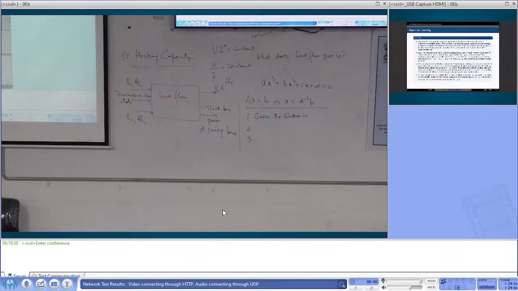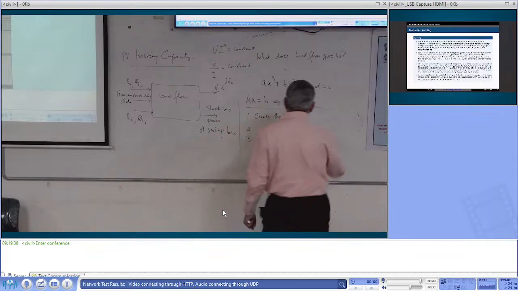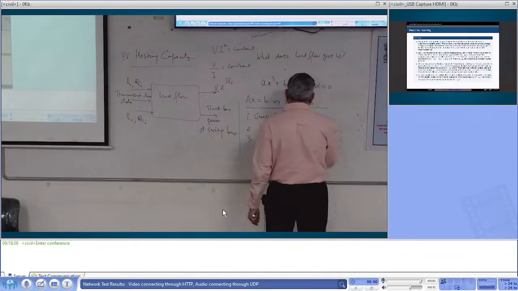X naught was, in general, an abstract thing. Here we have a definite problem. So which variables are we finding here? You can see the variables are in front of you. Voltage and angles, right? So we guess the solution, Vi naught, delta i naught.